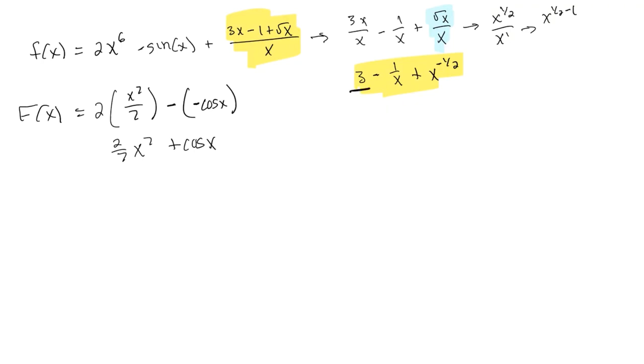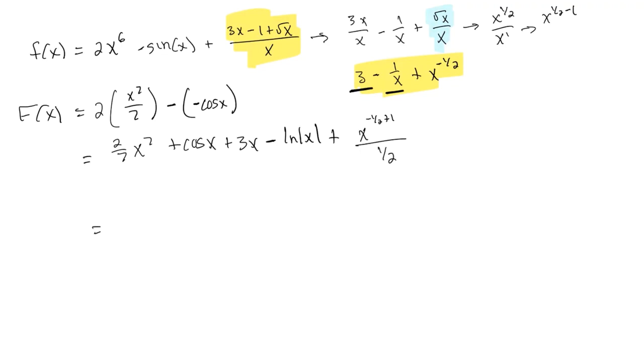So what's the antiderivative of 3? That is going to be 3x. What is the antiderivative of negative 1 over x? So I'm going to pull the negative 1 off. Antiderivative of 1 over x is ln of x. And then what's the antiderivative of x to the negative 1/2? So I'm going to add 1 to the power. So I'm going to have x to the negative 1/2 plus 1, and then all divided by, so let's see, negative 1/2 plus 1 is positive 1/2. So there's my dividing by that new exponent.